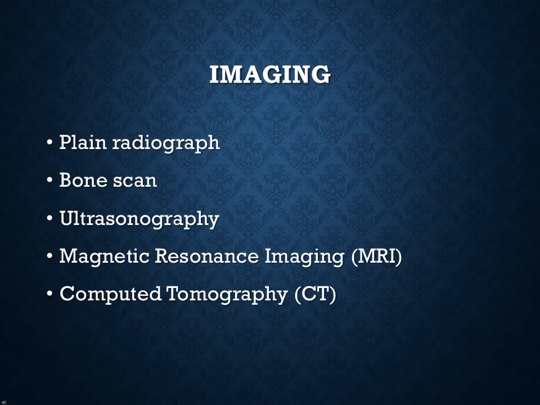Plain radiograph is the initial investigation but may be normal in early osteomyelitis. Later, it shows periosteal reaction, bone destruction, and sequestrum formation. Bone scan is highly sensitive and detects early disease, but specificity is low as uptake is also seen in trauma and tumors. Ultrasonography is useful for detecting soft tissue involvement, subperiosteal collections, and guiding aspiration, especially in children.